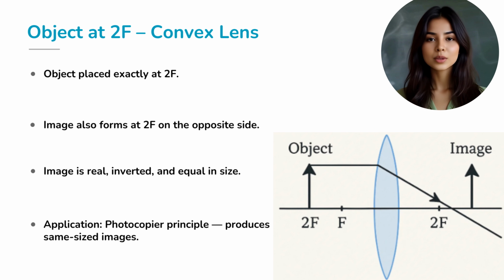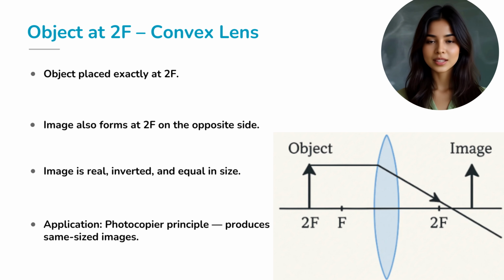Okay students, now let's place the object exactly at 2f, or twice the focal length, in front of a convex lens. What do you think will happen? Here's the result. The image forms exactly at 2f on the other side of the lens. No surprises here, the distances balance out perfectly. And let's check the nature of this image. It is real because the rays actually meet, inverted because it flips upside down, and most importantly, it is equal in size to the object. Not smaller, not bigger, just the same.